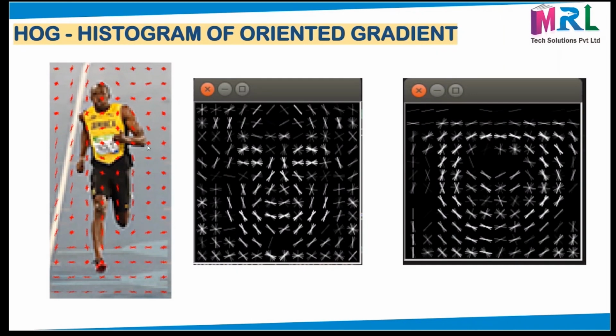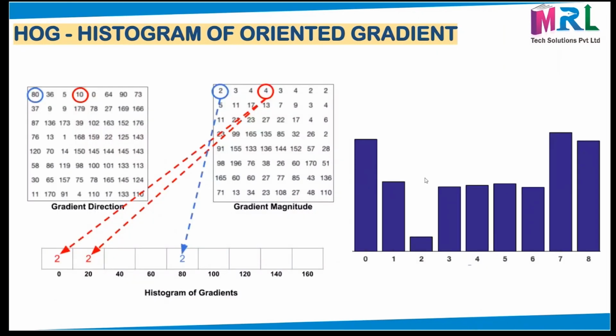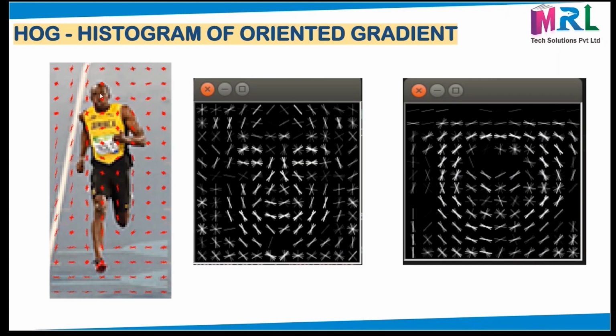After the application of the histogram, your image will look like this. So this is the direction, another point. Here you can see there is the shape of the body. You can see there is some gradient, direction, magnitude. All those things represent the shape of the body. So that is the output of the histogram feature.